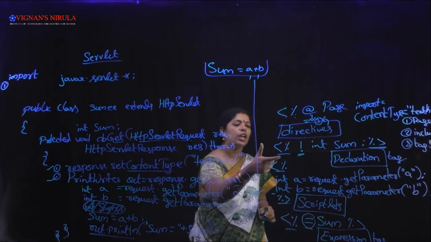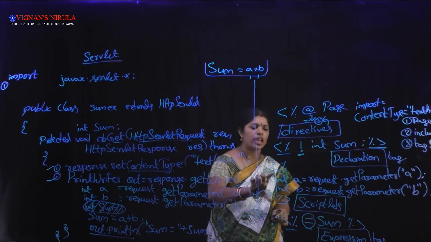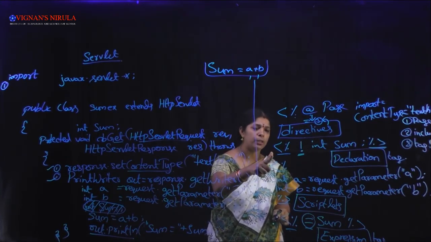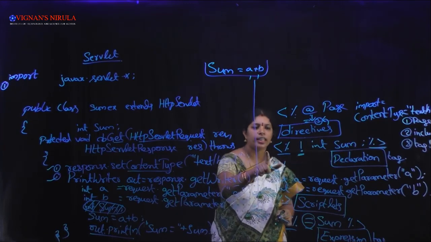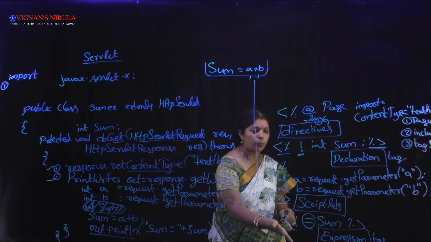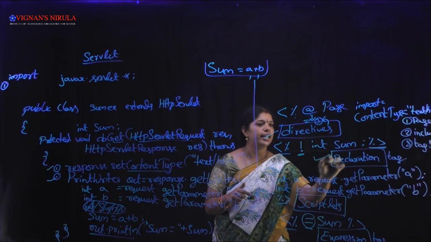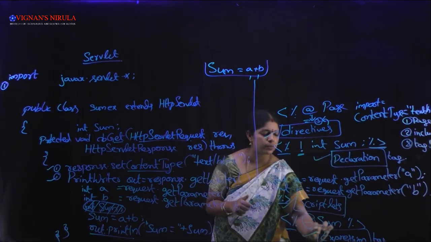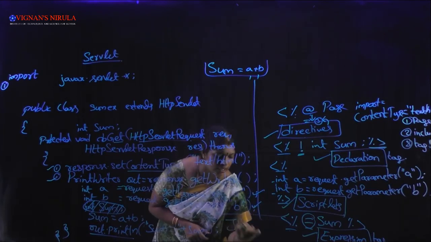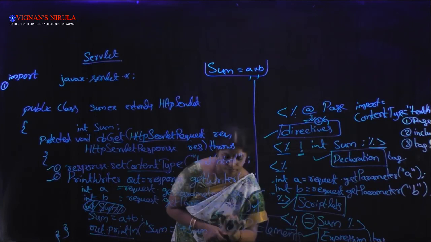And next one, if we want to insert any Java code in our JSP page, we are inserting those into the scriptlets. And whenever we want to declare any variables, by using the not symbol, we are declaring our variables. Next, to display any output we use the expression. So these directives, declarations, scriptlets and expressions are known as the JSP elements.